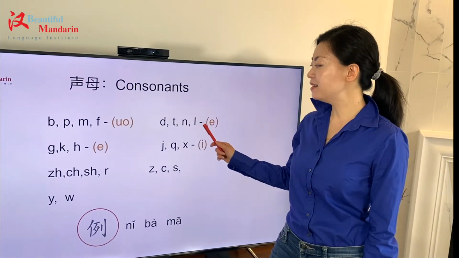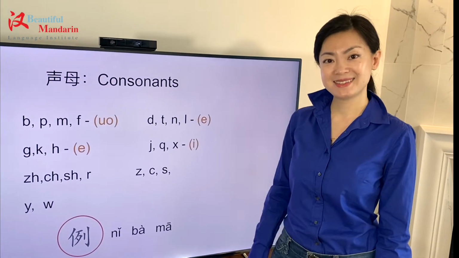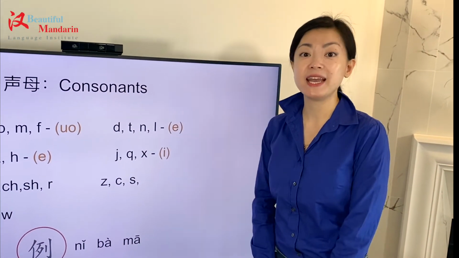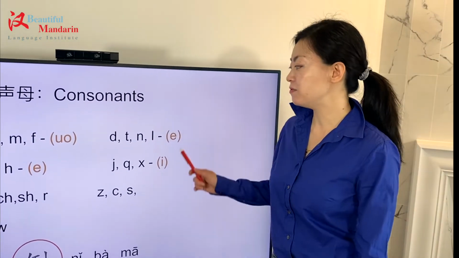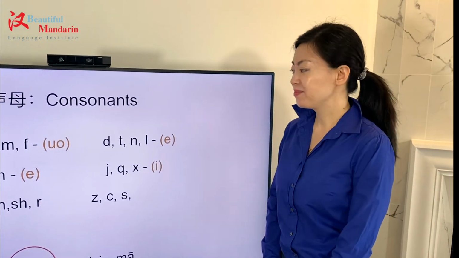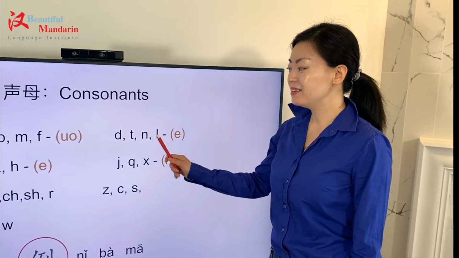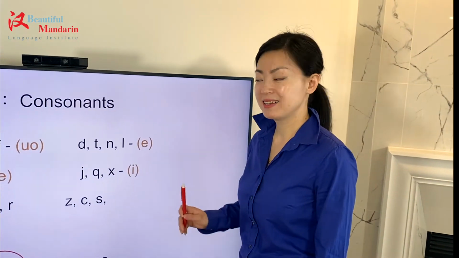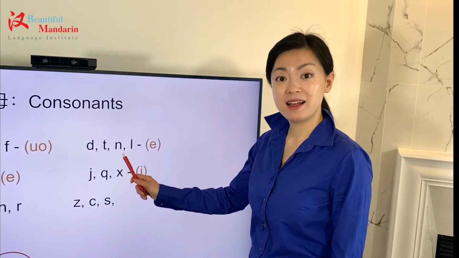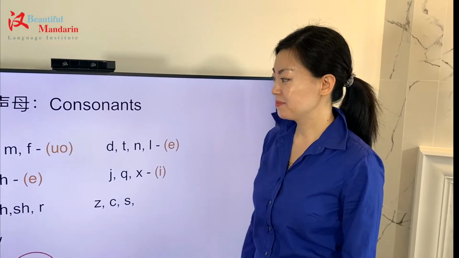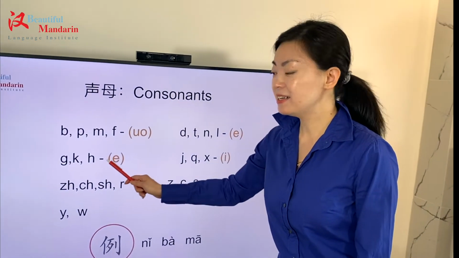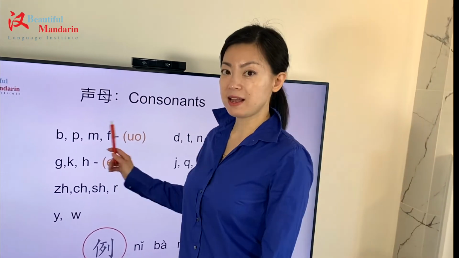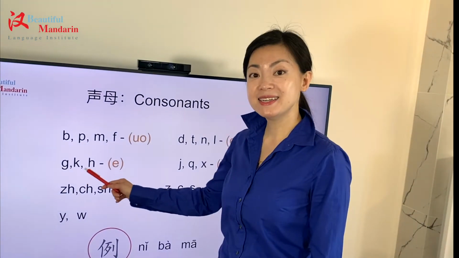De te ne le. Do you remember this letter? In Chinese, we read it as 'e'. This is one of the vowels, right? Okay. De te ne le. They all sound like something. De te ne le. Ge ke he. They all sound like something. Ge ke he.